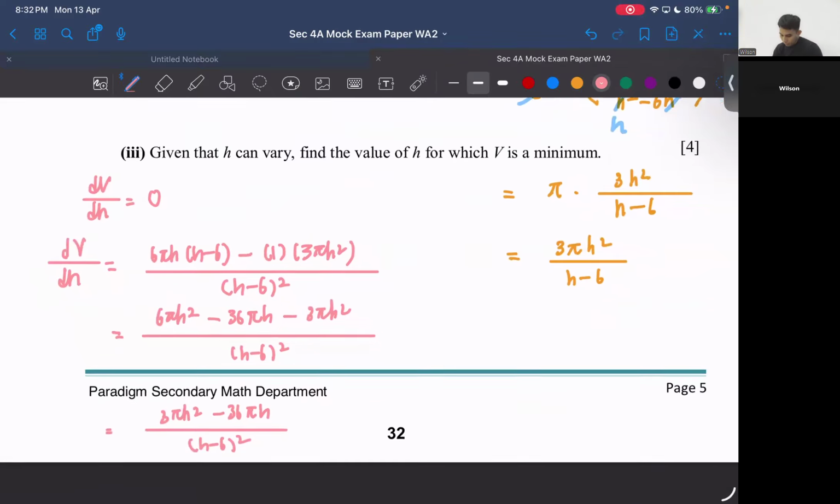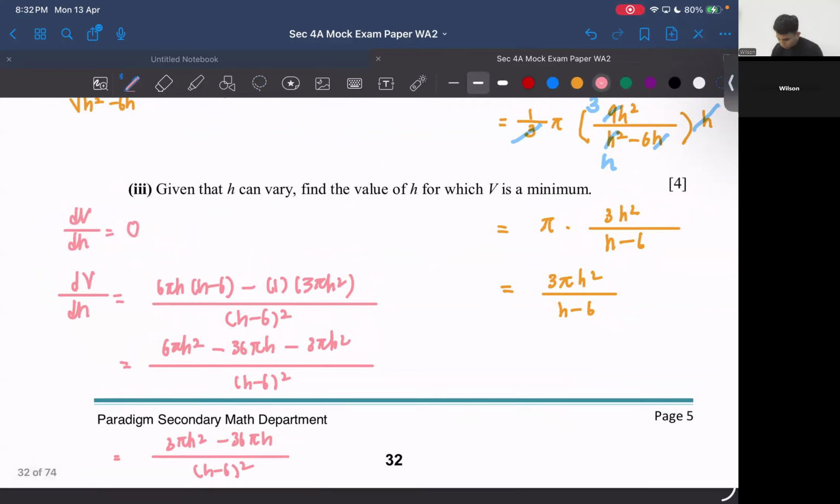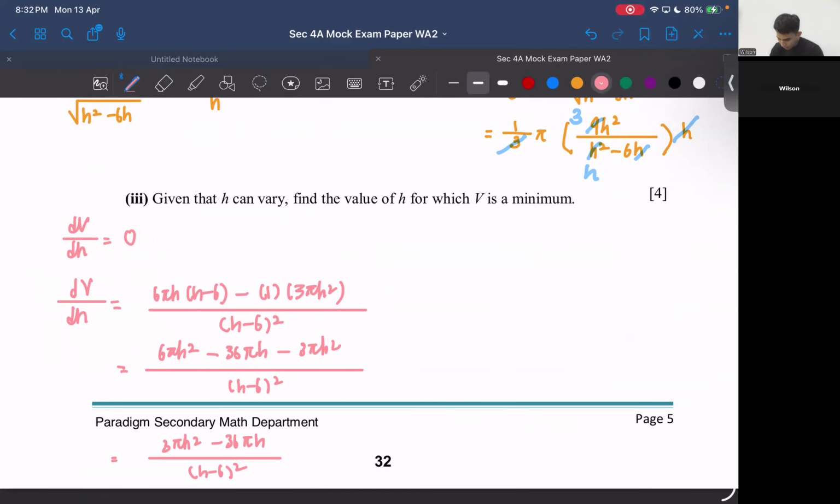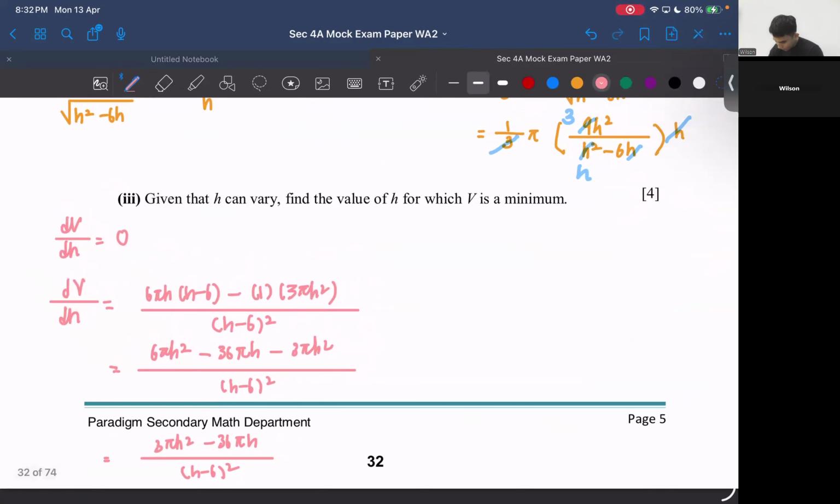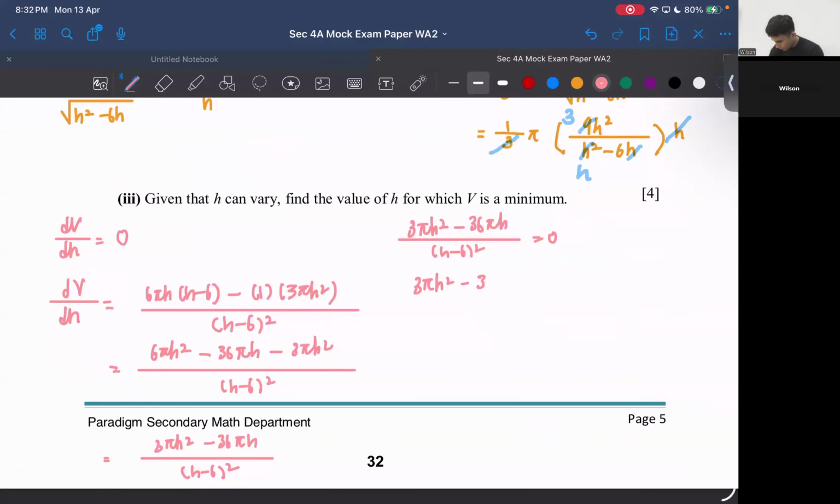Okay, now, following what Nihal has said, right? He said dV over dH equals to 0. So let's equate this to 0. Sorry, I ran out of space, so I need to erase this. But you all more or less get the idea, right? So my dV over dH is equal to 0. So I will have 3 pi h squared minus 36 pi h divided by h minus 6 squared equals to 0. Some students who are faster, they will just take the numerator equal to 0, which is totally fine. So 3 pi h squared minus 36 pi h equals to 0 over here.